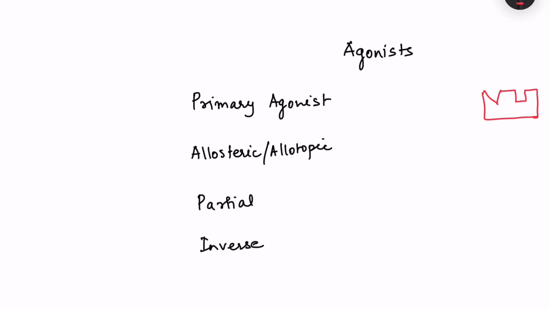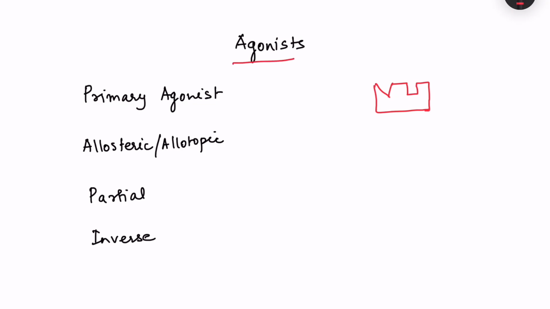Now these agonists are of different types. We have primary agonist and allosteric agonist. Say suppose this is the receptor. This receptor has two binding sites. One is the main binding site, for which there is a ligand present in the body. So this ligand binds to this receptor. Now if we add a drug or agonist which can bind to this receptor site itself where the ligand is binding, then that is the primary agonist.